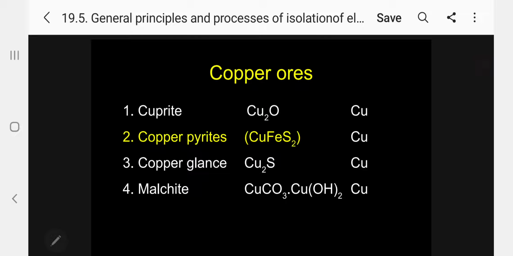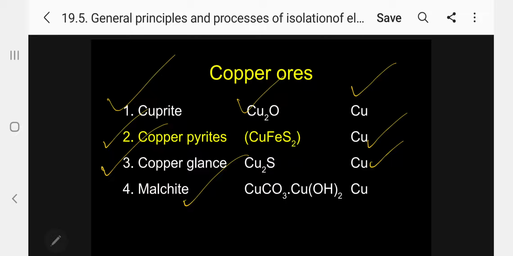Copper generally occurs in the form of the following ores: cuprite, Cu2O, from which copper is extracted. In the same way, copper pyrites, with the molecular formula CuFeS2, copper glance, that is cuprous sulfide, and malachite, a mixture of two compounds, copper carbonate and copper hydroxide, from which copper can be extracted.